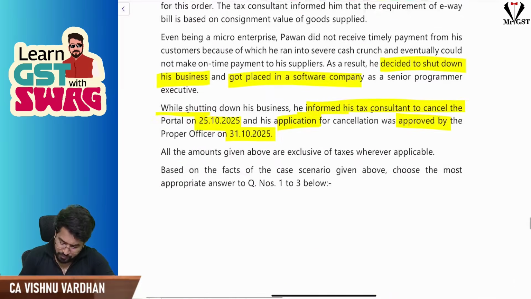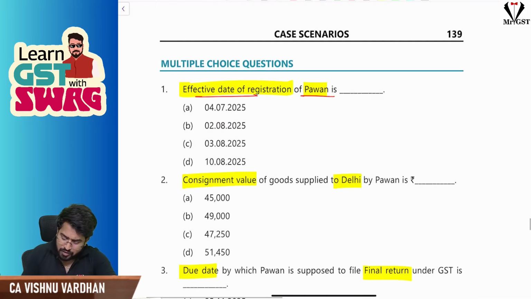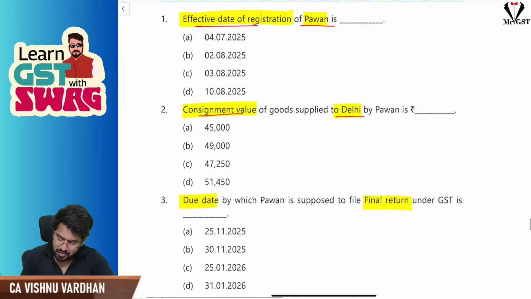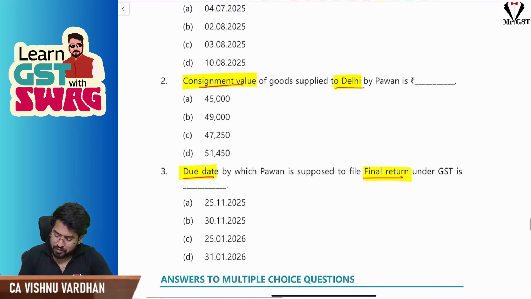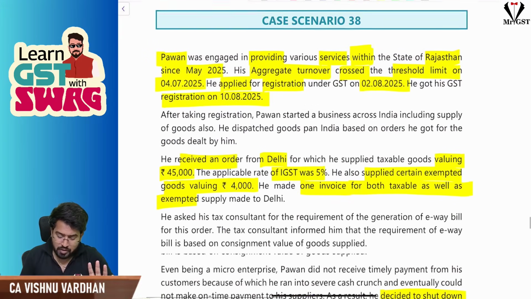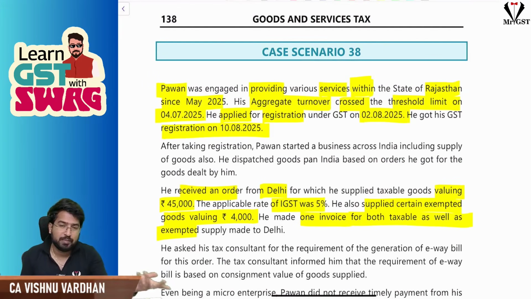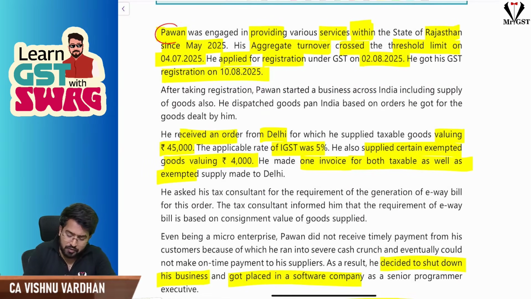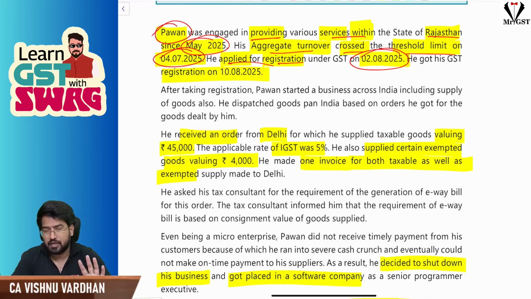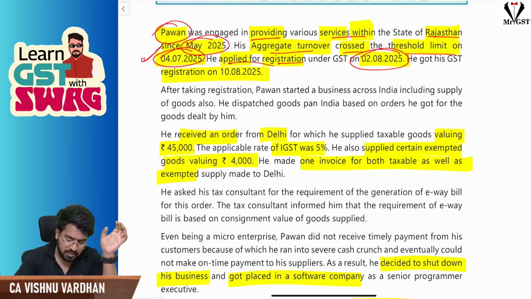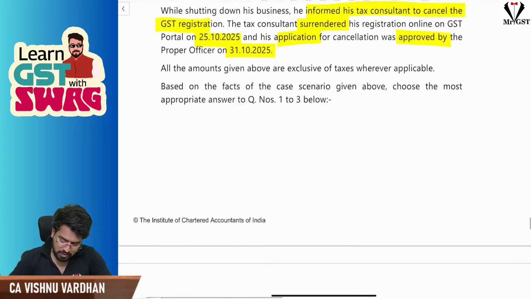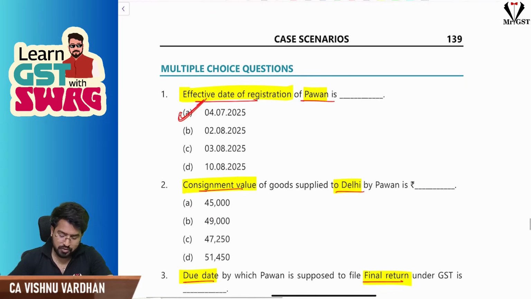In this case study now, they are asking what is the effective date of registration of Mr. Pawan, what is the consignment value for the goods supplied to Delhi by Pawan, and what is the due date for filing final return. Again, a simple case study. So here they gave some unnecessary information just to make it lengthy. That's all. Apart from that, nothing is there here. If you see, Pawan is providing various services within the state of Rajasthan from May 2025. His aggregate turnover crossed the threshold limit on 4th July and he applied for registration on 2nd August. That means within 30 days he has applied for registration. So effective date of registration will be the date of becoming liable for registration. So 4th July is the answer for first question.